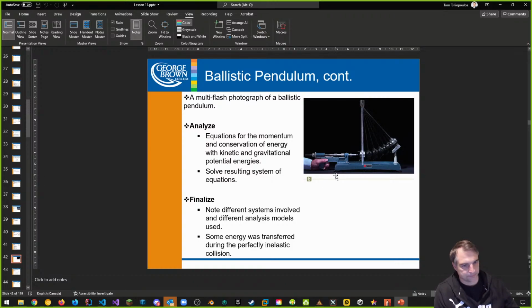Here's another example, a multi-flash photograph of a ballistic pendulum. Here's how it looks. This is where you have a bullet, or some kind of projectile, that bonds with the actual pendulum itself, and you can see what happens. It goes out here, bonds, and then it comes right back at you again.